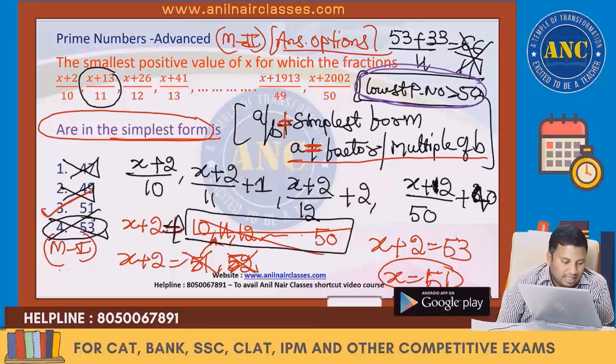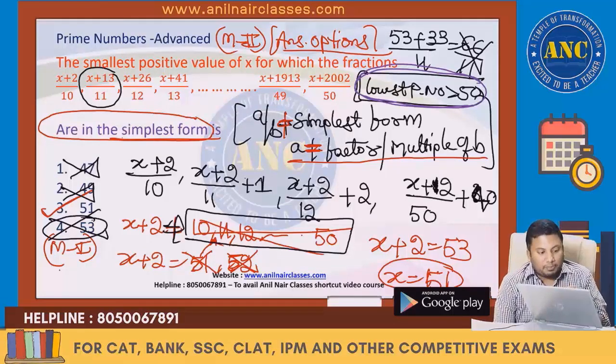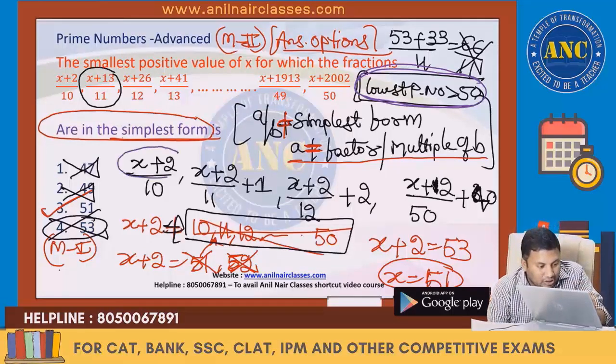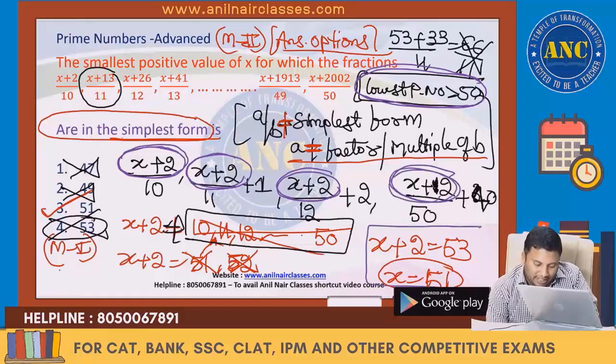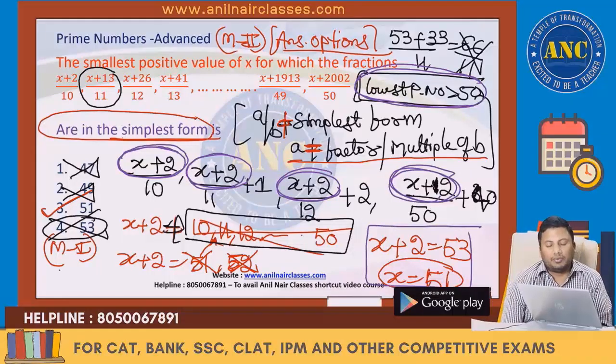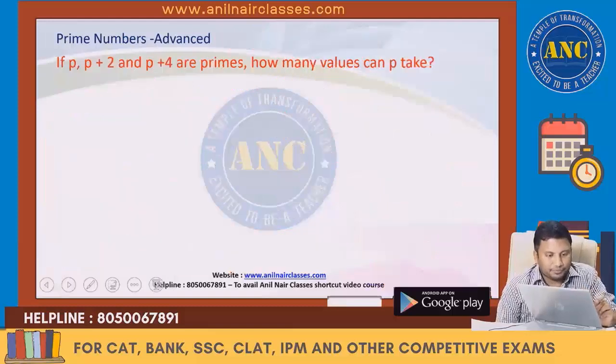So answer is 51. Lowest prime number that is given to x plus 2. Don't tick mark 53. Lowest prime number should be given to this value. X plus 2 is 53. X value is 51. Next question.